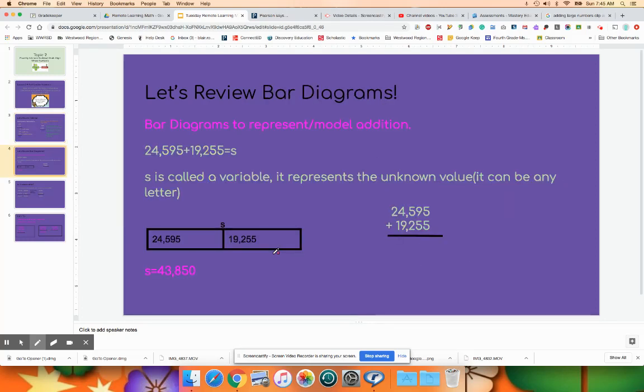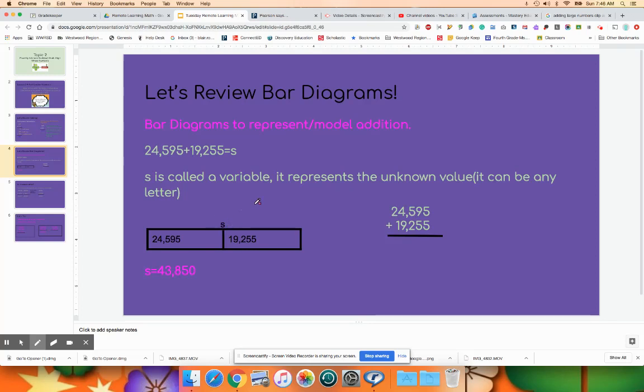So if we were going to think about adding in terms of using something called a bar diagram, which we've used a lot this year, and a variable to represent it. Sometimes using diagrams are helpful for people to sort of visually see the concept. So we have this bar, right? And the entire bar represents the whole. And in this equation, we don't know what the entirety or the whole or the sum of the equation is, right? So it's represented with the variable, and here we're using S.